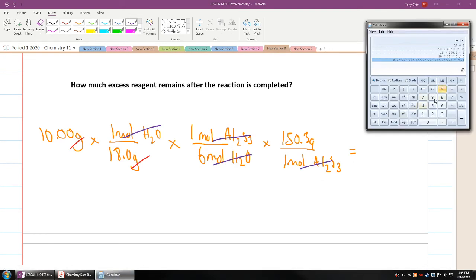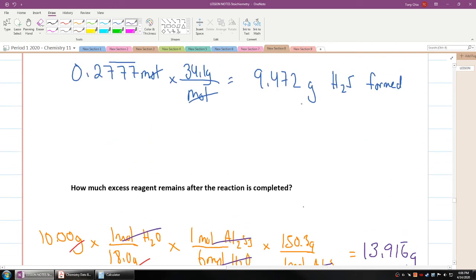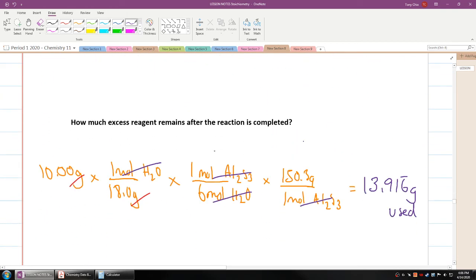So if I punch this on my calculator, 10 divided by 18 divided by 6 times 150.3, I'm going to see that I used up 13.916 repeating grams. So that's how much aluminum sulfide I used. Well, how much aluminum sulfide did I start with? I started with 15 grams.